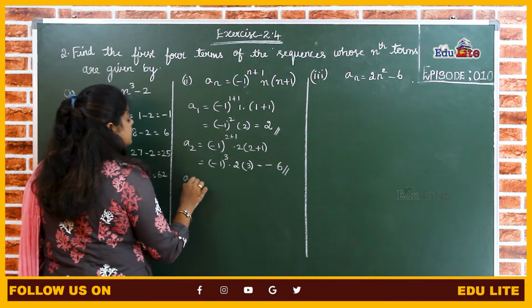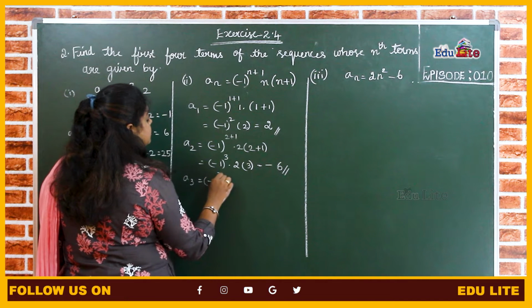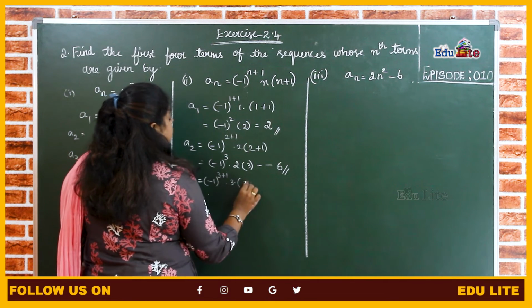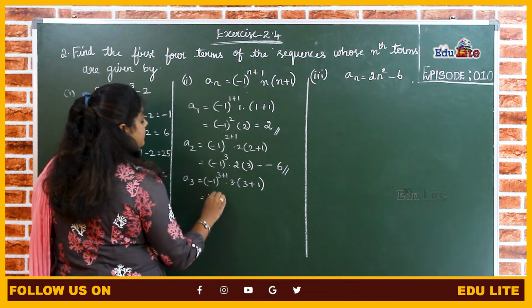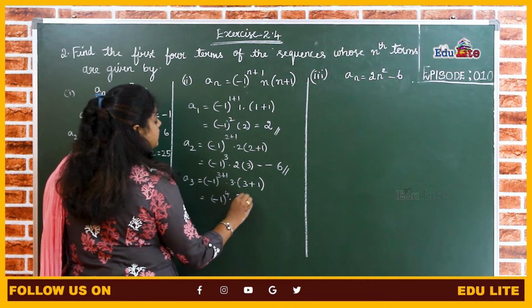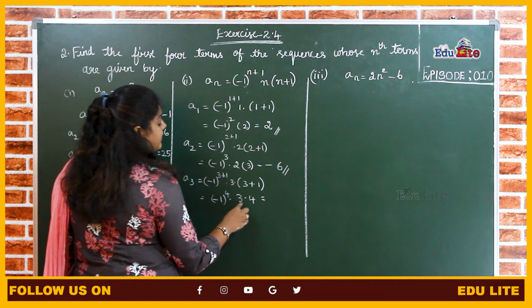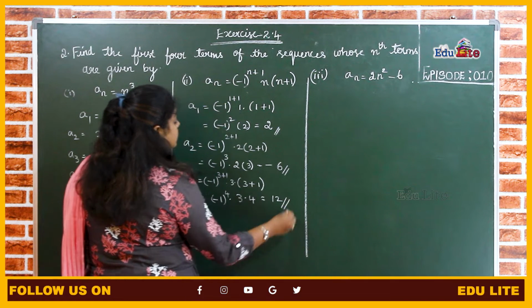To find the third term, we substitute the value of n as 3. (Minus 1) power (3 plus 1), 3 into (3 plus 1). So, (minus 1) power 4 into 3 into 4. If it is an even power, minus will vanish. Therefore, it will become plus 3 4s are 12. This is the third term.